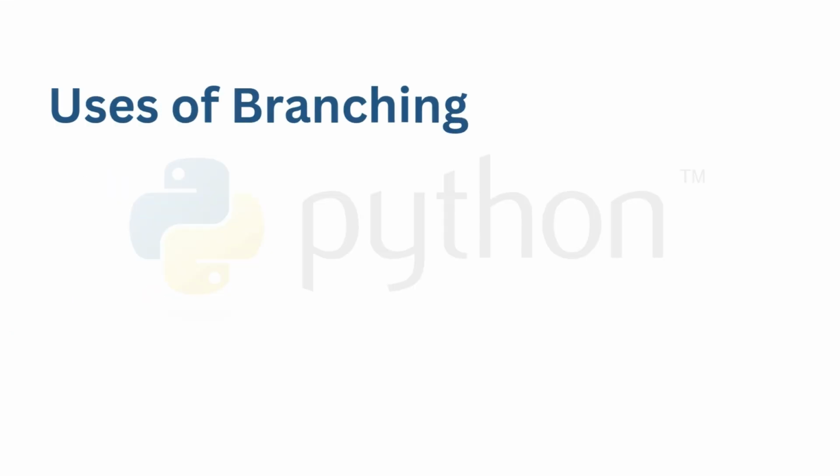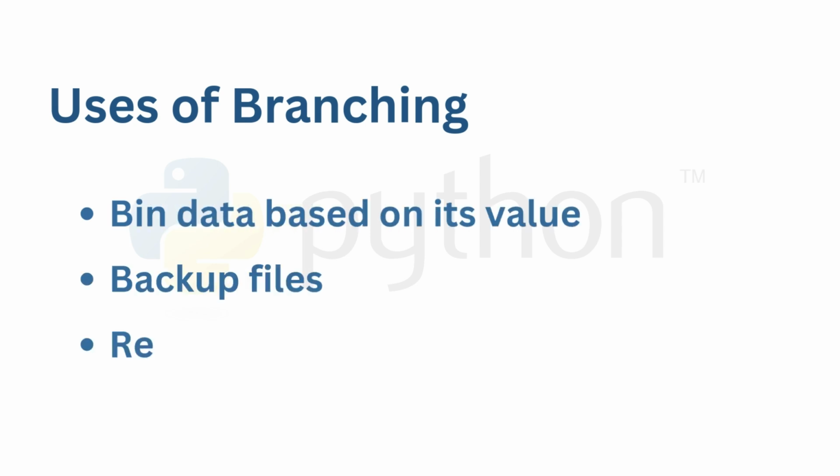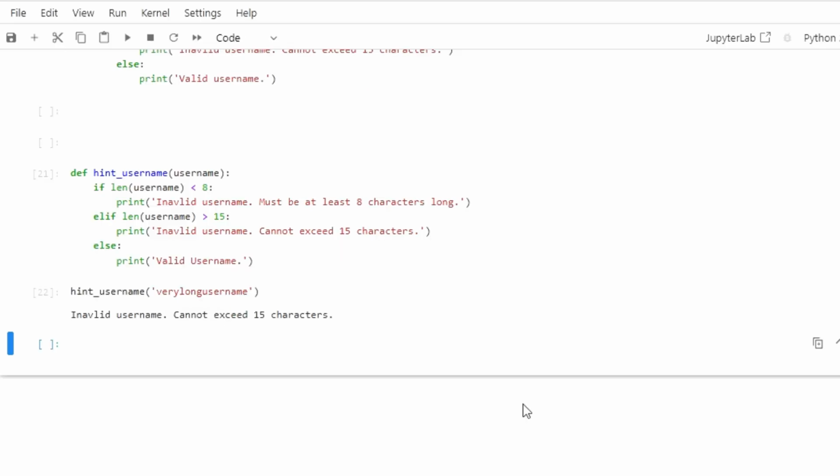Branching also helps with all kinds of practical things, such as binning data based on its value, backing up files, or only allowing login access to a server during certain times of day. Anytime your program needs to make a decision, you can specify its behavior with a branching statement. Now you have a strong foundation to build branches in code, which is going to enable you to do a lot of useful work in Python.